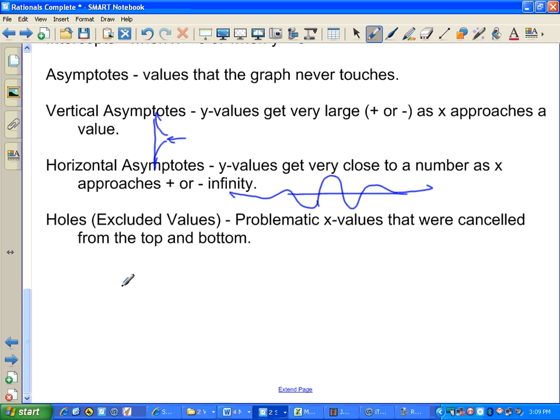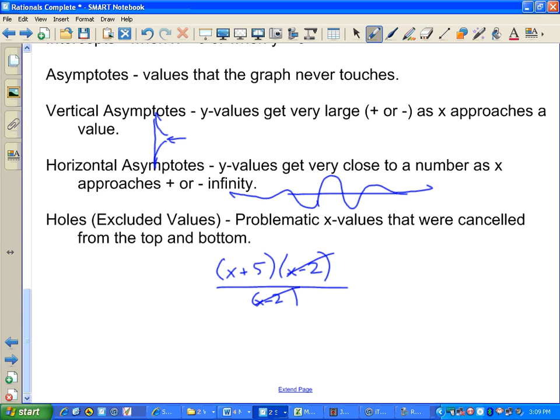The other part that's going to be on here are holes. These are problematic x values that were canceled from the top and bottom. So if my original function was (x + 5)(x - 2) over (x - 2), this is my original function.